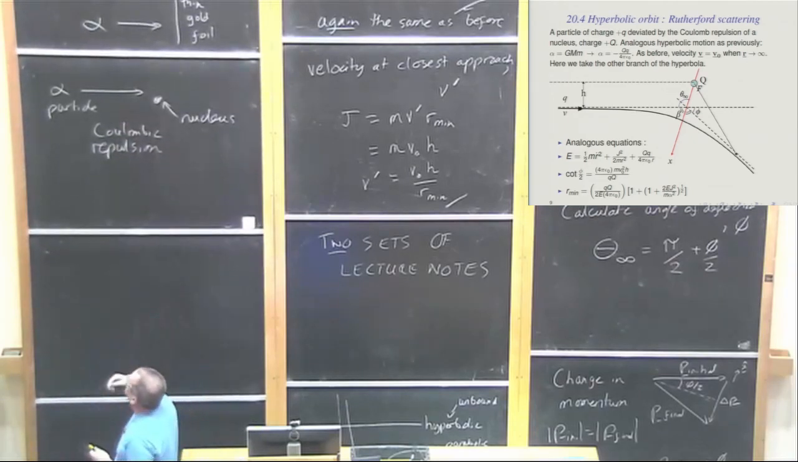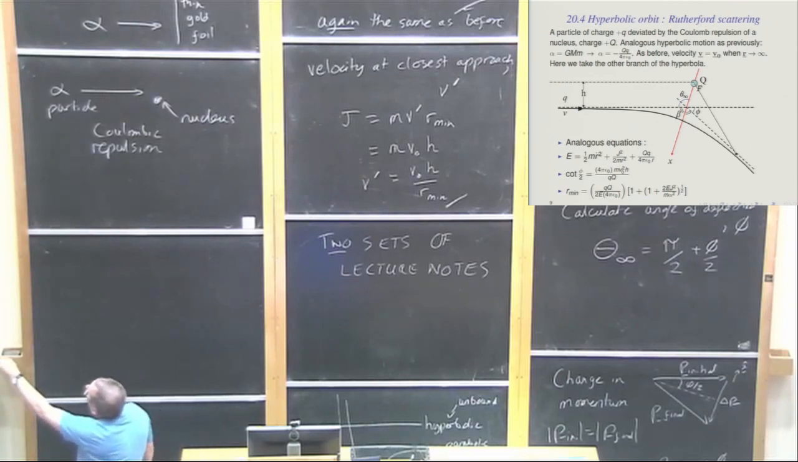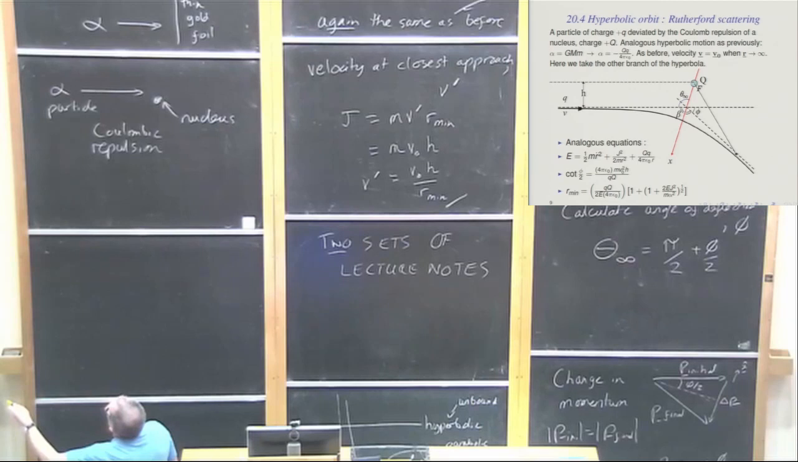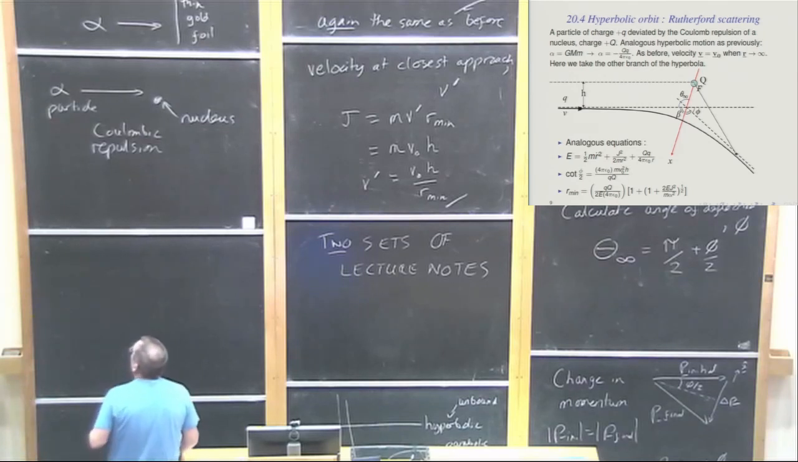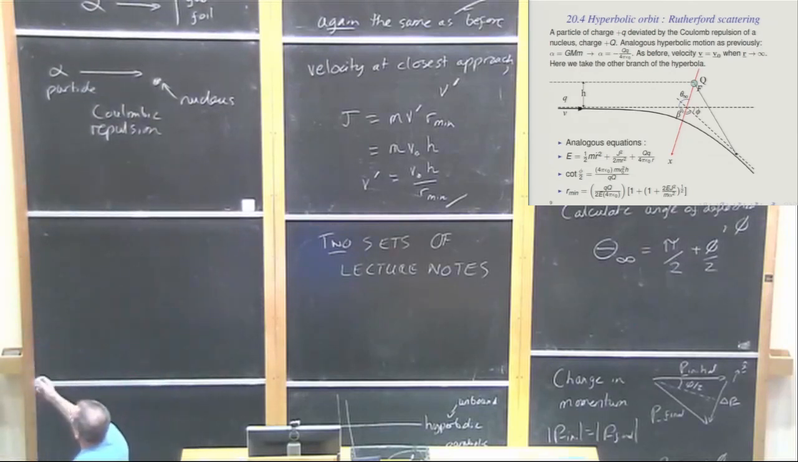So the formalism is absolutely identical, but we replace the gravitational potential with the Coulombic potential, and it has this positive sign, rather than a negative sign. And the object is being deflected rather than attracted. But the analysis of the situation is just the same, and the results that one gets are just the same. Okay?